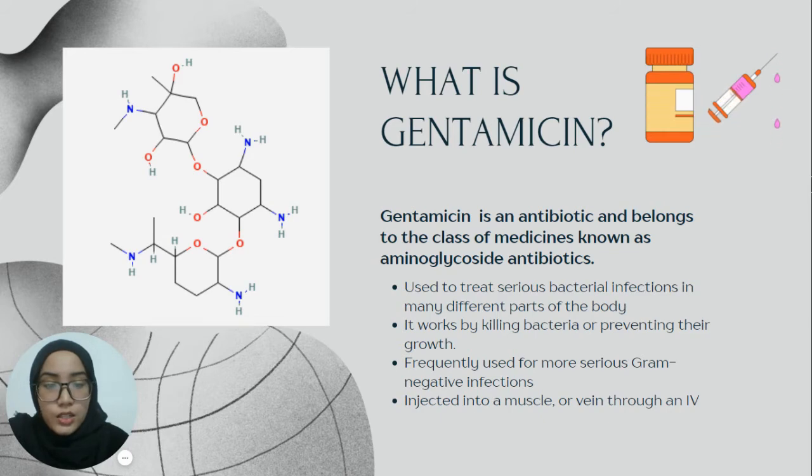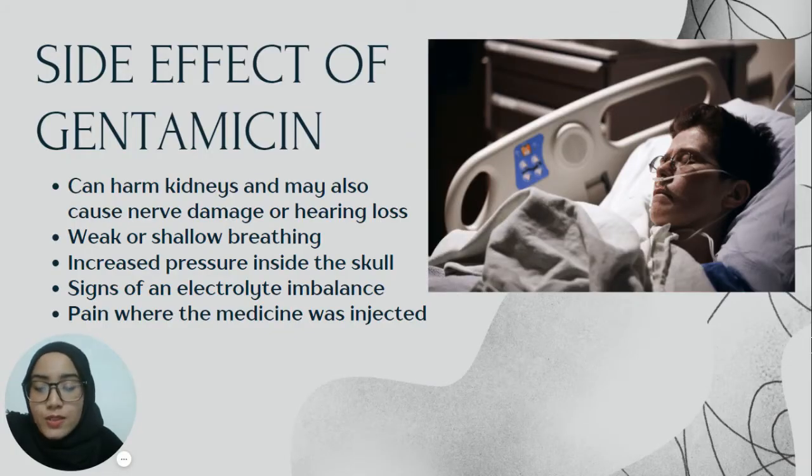This drug is injected into a muscle or vein through an IV. However, it may also cause some serious side effects if we do not use gentamicin properly. It can harm the kidney and may also cause nerve damage or hearing loss. Other effects include trouble swallowing or breathing, increased pressure inside the skull, signs of electrolyte imbalance, and pain where the medicine was injected.